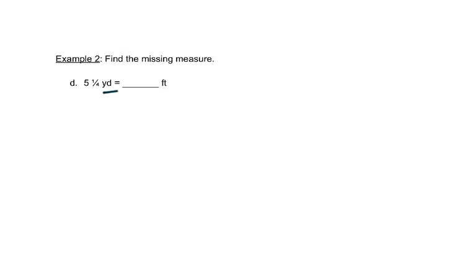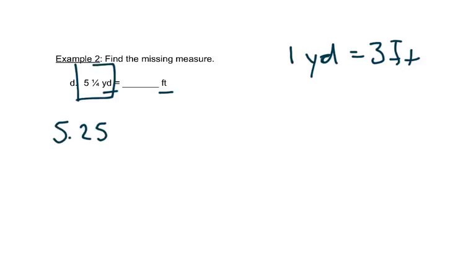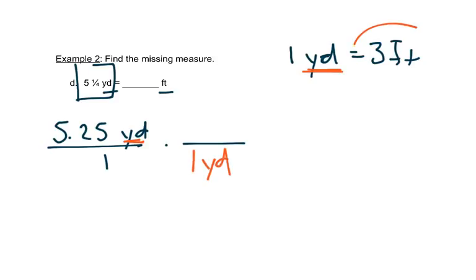Okay, so here again we have yards and feet. The second line down on the left hand side says that 1 yard is equal to 3 feet. So again, we'll start with this side. I'm going to write 5.25 yards over 1. Again, you should know that 1/4 is the same thing as 0.25. Here the yards is on top, so here we want the yards to be on the bottom. This 3 feet that's left will go on the top. That allows the yards to cancel out because one's on top and one's on bottom. And then we'll multiply straight across.